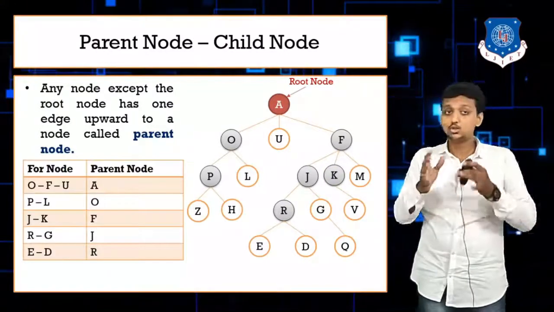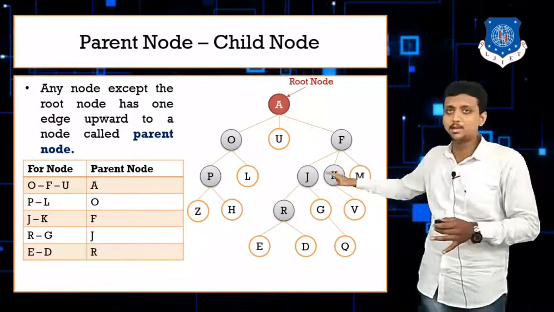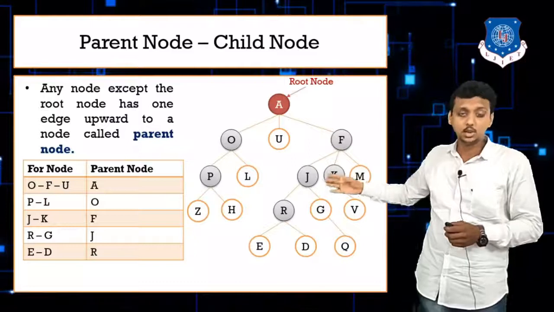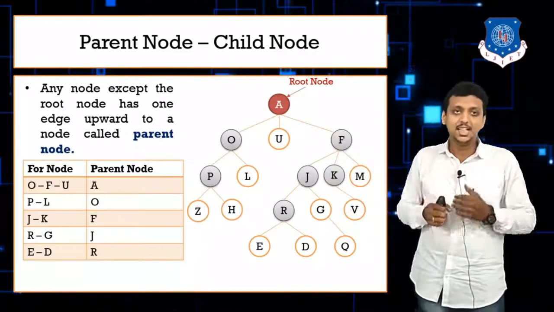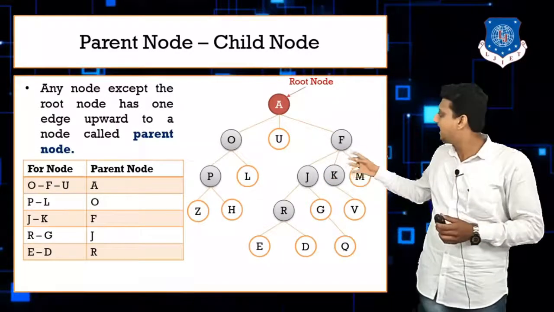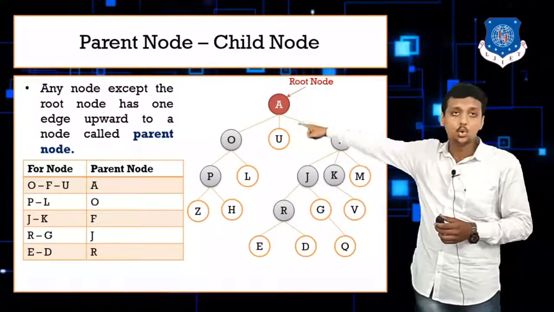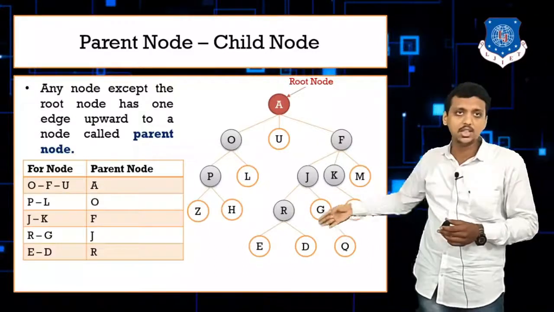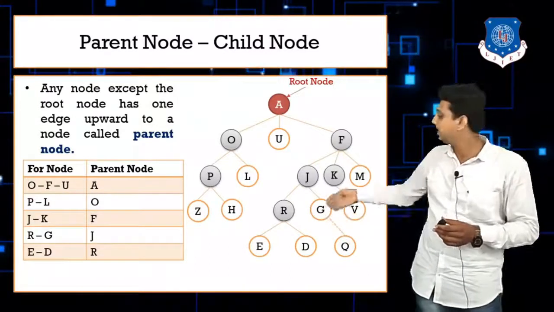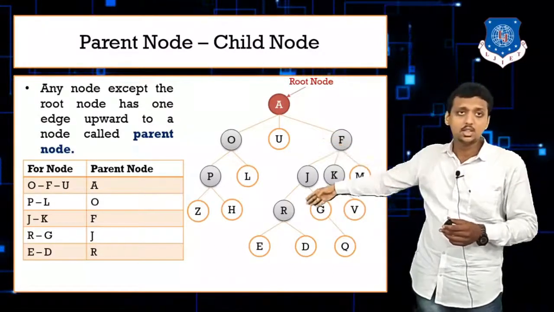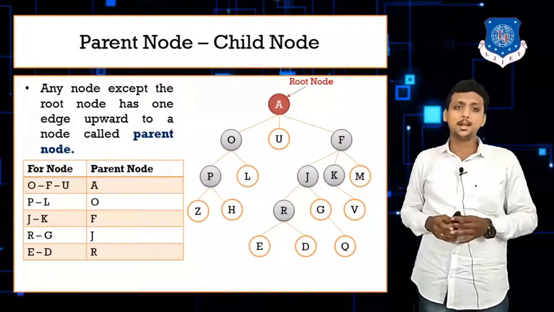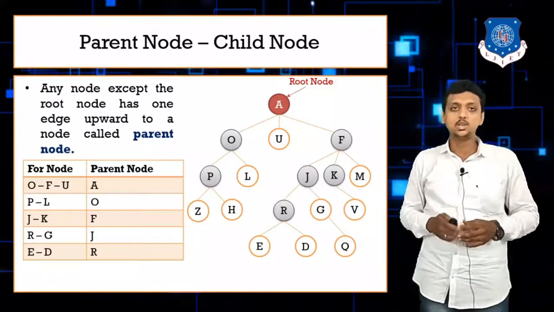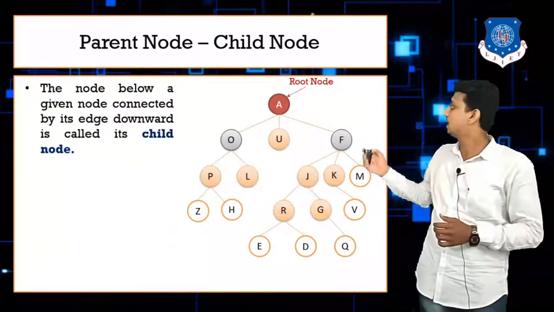Okay. Students, if you can see this table, you can easily say that O, F and U contain parent node A. Then the next is F and L, which contain parent node O. If you can see, the child nodes E and D contain parent node R. Here it is all written which nodes are known as parent and which are the child nodes.